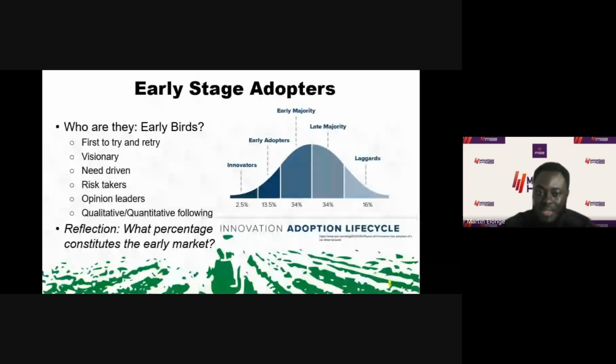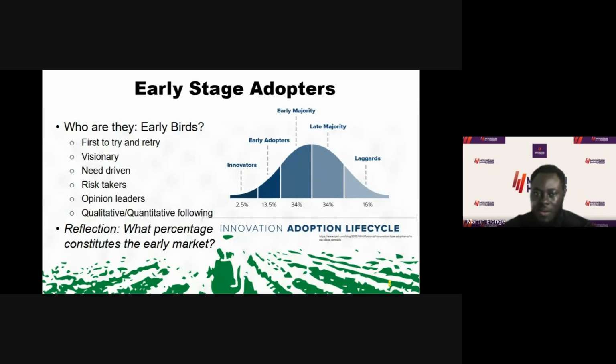They are driven by need. They're always looking for things that provide a solution to a problem or augment an existing solution. They're always looking for those things, those changes, those game changers in any way. These are people who are risk takers. They're opinion leaders. Usually they can influence others, and they have some kind of qualitative or quantitative following, in various ways.